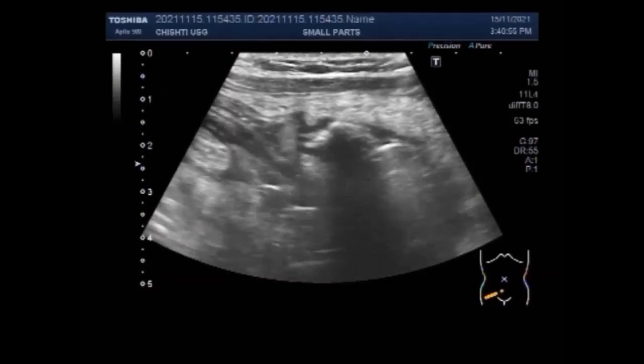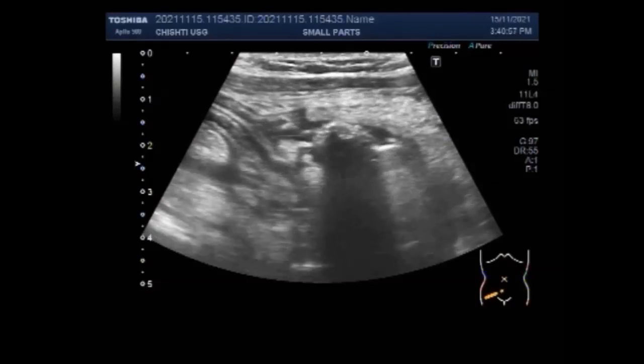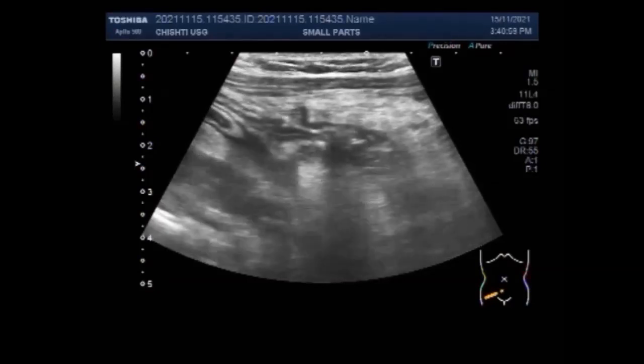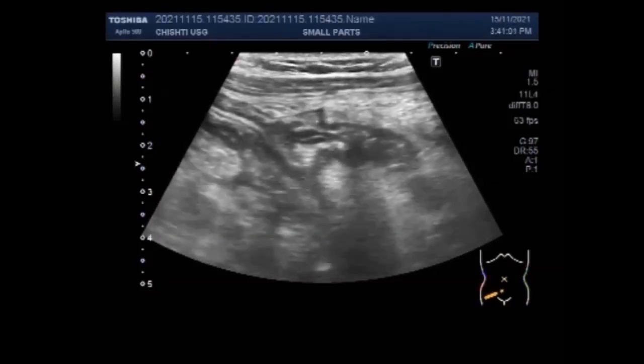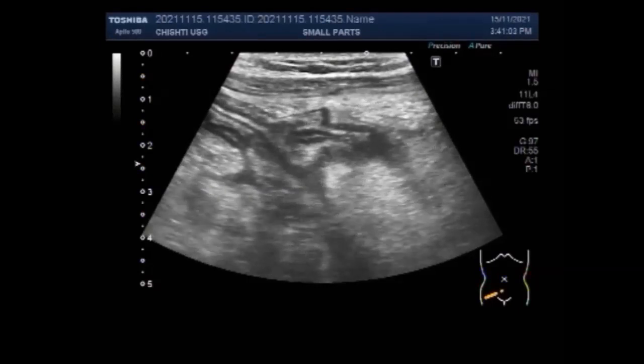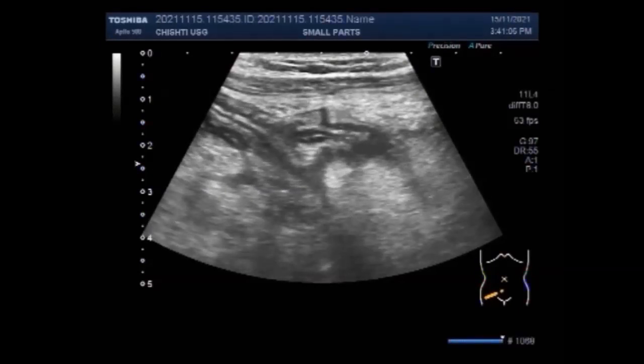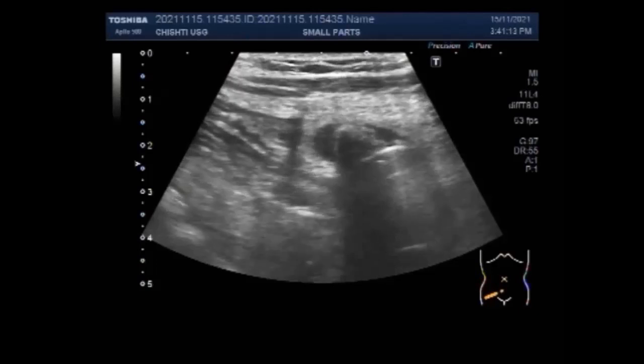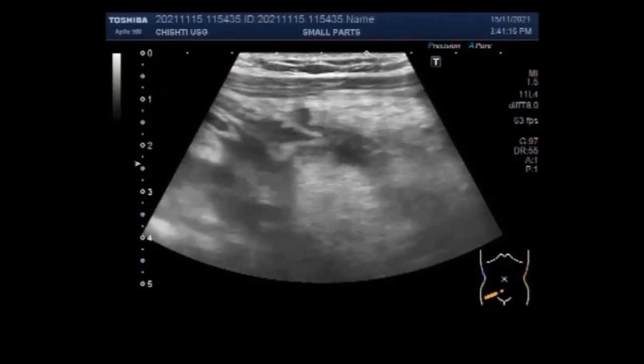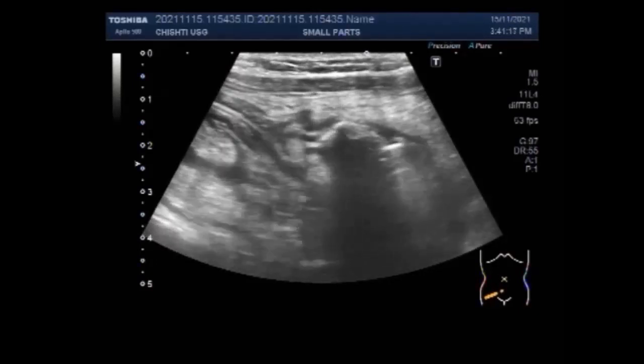If you want to focus on the appendicitis, you will choose a high frequency probe, that is a high power linear probe. You can see a tubular structure in the right iliac fossa surrounded by a hypoechoic rim. This is the transverse view. Now you can see a small amount of fluid surrounding the tubular structure.